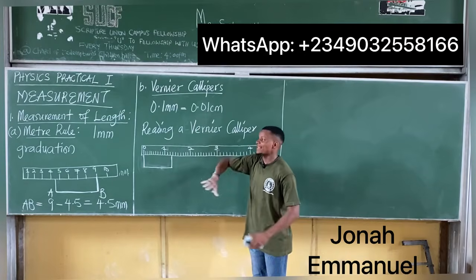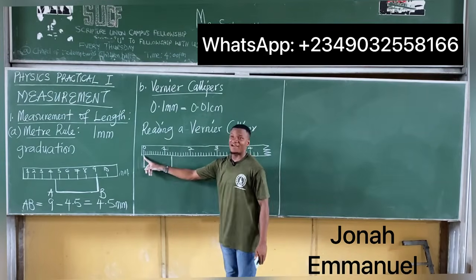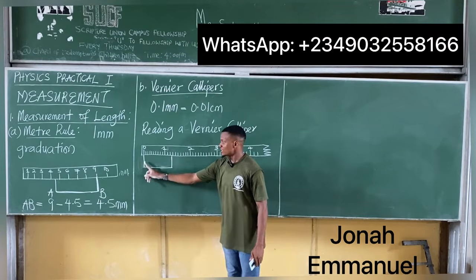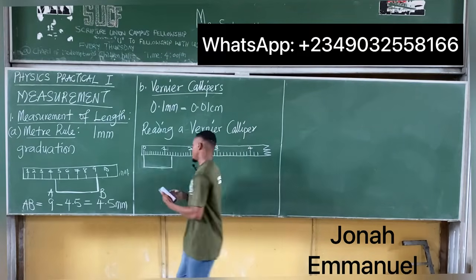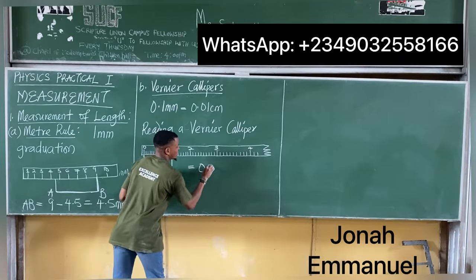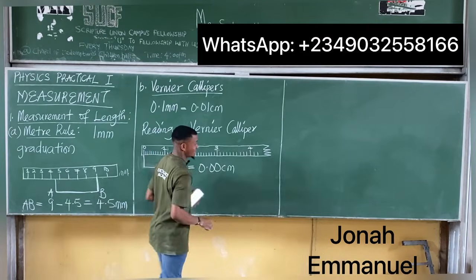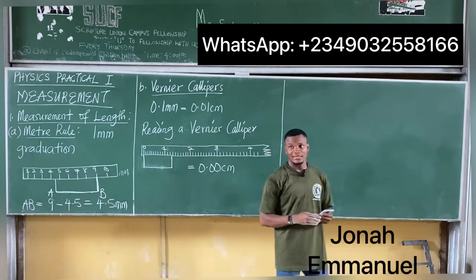For vernier caliper, it's always equal to the value you have in your first one here. This one coincides with where? So this is equal to 0.00 cm. Please take note. That's it, that's all.